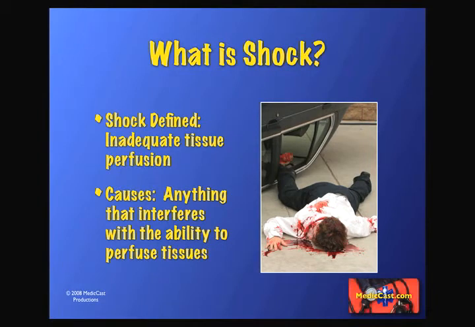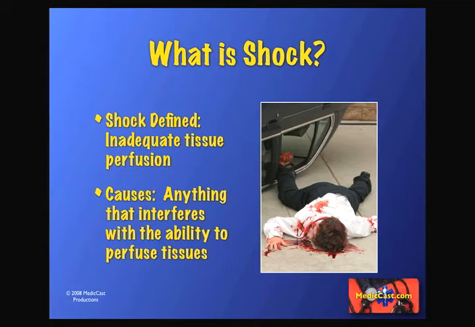So what is shock? Shock is basically defined in many places as inadequate tissue perfusion. But what does that mean? Well, we remember that tissues need a constant supply of oxygen. Tissues need a constant supply of energy in the form of glucose. And tissues also require a way to get rid of waste products, and that is handled by the circulatory system. Anything that impedes this process can cause cells to die if they go without this life-saving perfusion long enough.